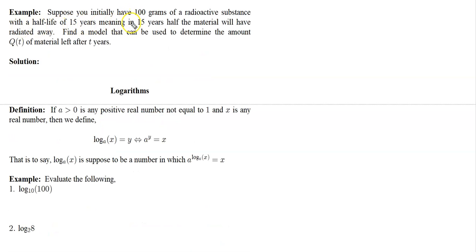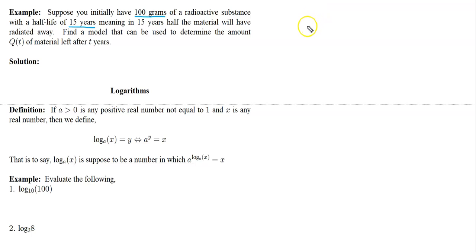Now let's consider this example. Suppose we have 100 grams of some radioactive substance with a half-life of 15 years. That means that in 15 years, half of the material will have radiated away, and that process continues every 15 years. Let's find a model that can be used to determine the amount of material left after t years. So we're going to try to create a model in terms of an exponential function.